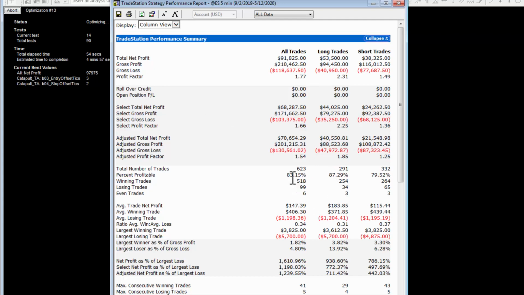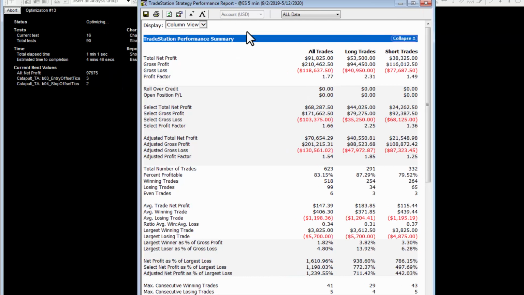However, let's see if moving our stop and entry a little bit might improve this or not. We're going to find out. To go through the 90 tests, you can see that there's about 4 minutes and 40 some odd seconds left. So I'll pause the video and we'll come back and check out the results.